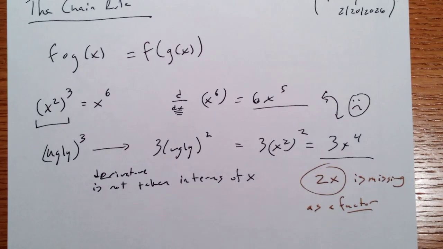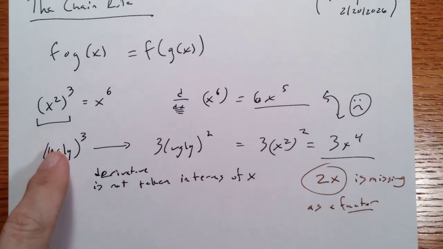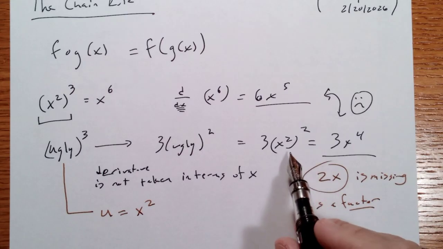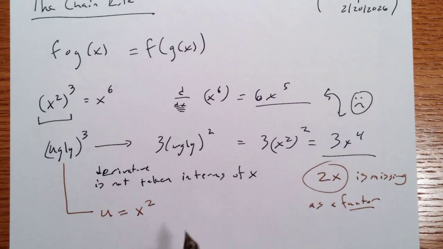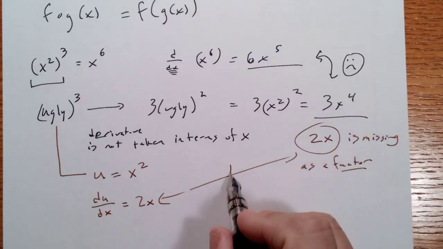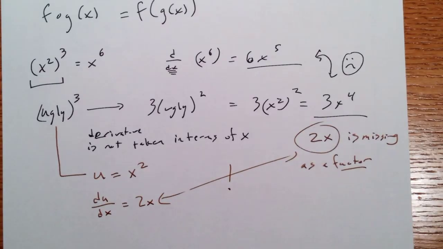Wait a minute. This derivative was taken in terms of ugly. Ugly cubed to 3 ugly squared. Not in terms of x. But our ugly here, I'll just use u for ugly. Our ugly here is the x squared thing. That's how we put it back in here. If ugly is x squared, then I can think of taking the derivative of the ugly part. And that derivative would be in terms of x. And that is exactly the missing factor I need.